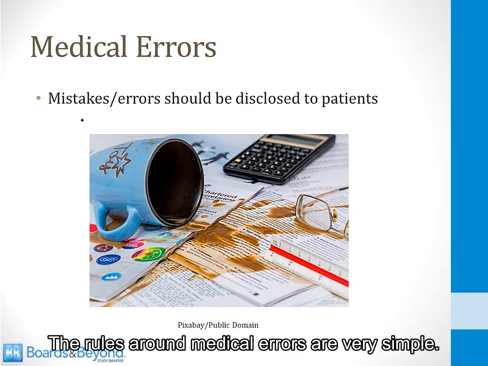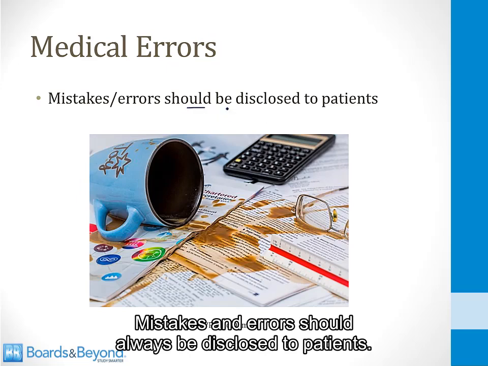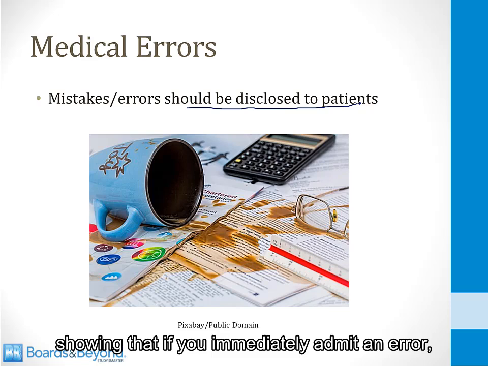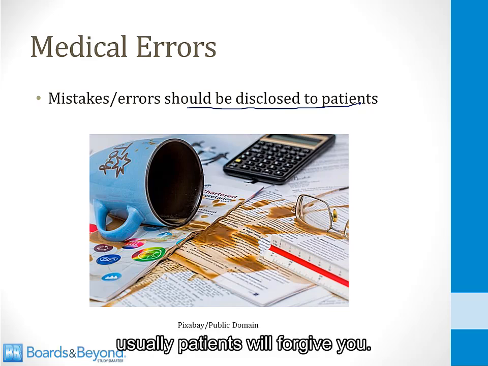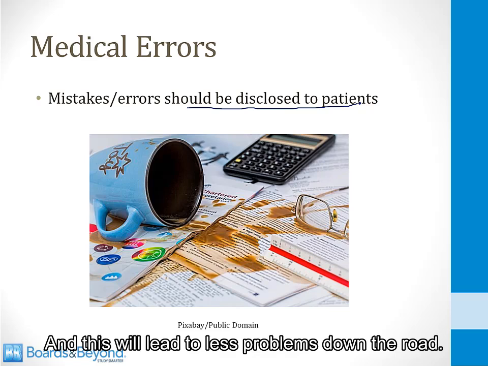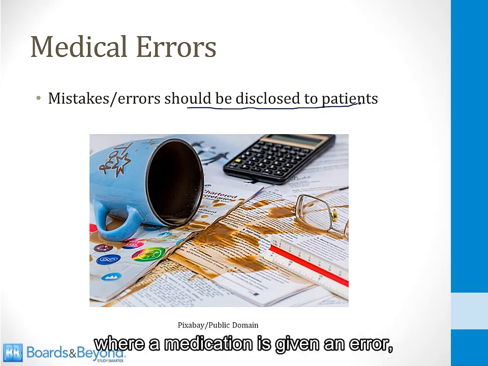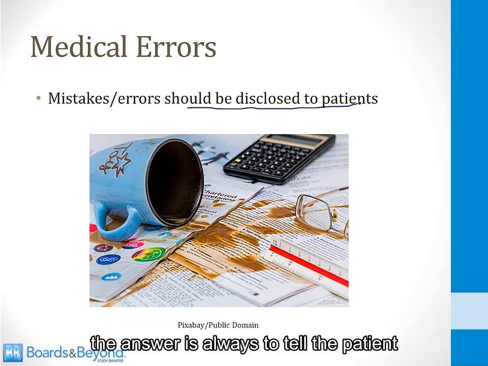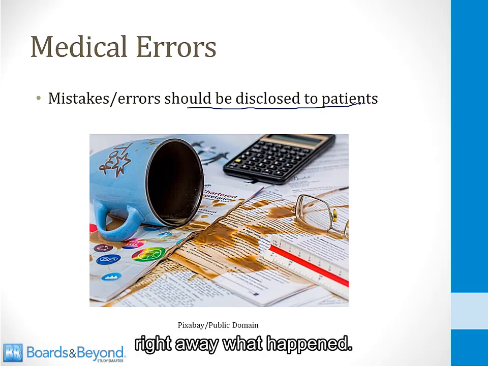The rules around medical errors are very simple. Mistakes and errors should always be disclosed to patients. There's a large literature base on this showing that if you immediately admit an error, usually patients will forgive you, and this will lead to less problems down the road. So if you're faced with a board question where a medication is given in error or there's a mistake during a surgical operation, the answer is always to tell the patient right away what happened.